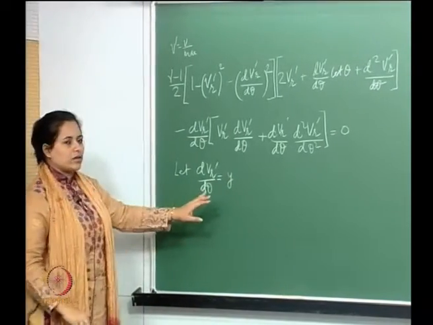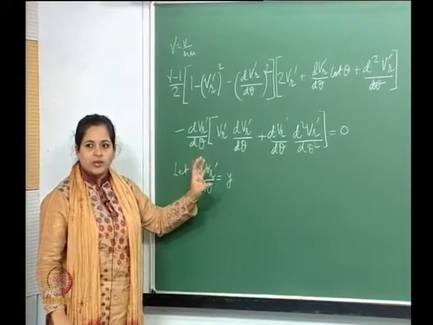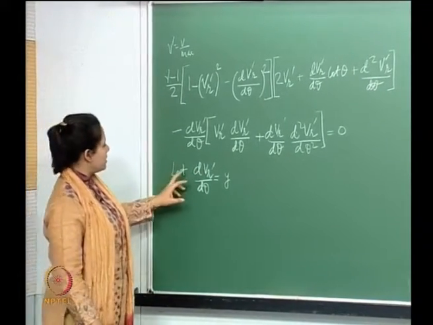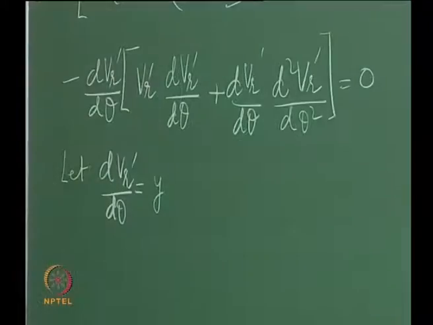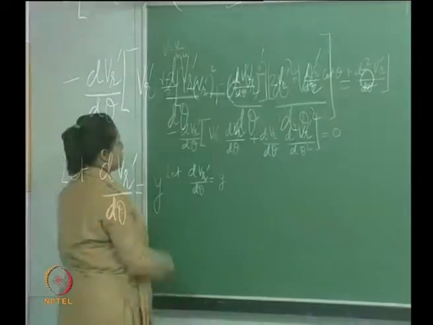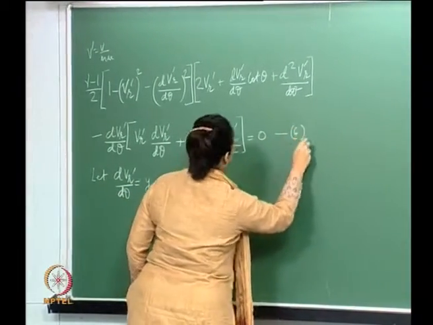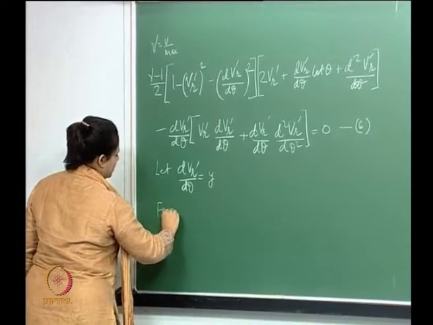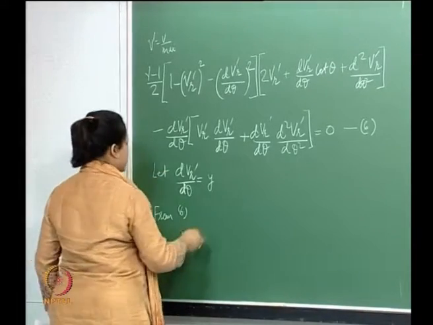Now this y out here is just a parameter. It's a dummy variable, so to speak. So let's say dV_r'/dtheta is equal to y. If we do that, then what happens to this equation 6? So this was equation 6 as we derived it. So therefore, what we get, you can see from here itself.